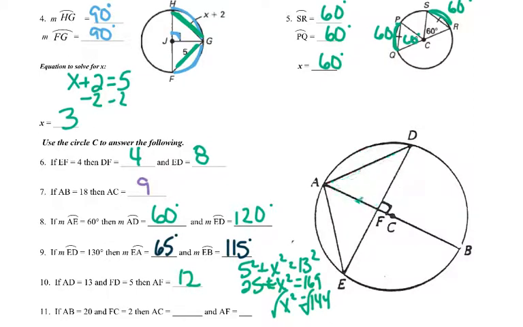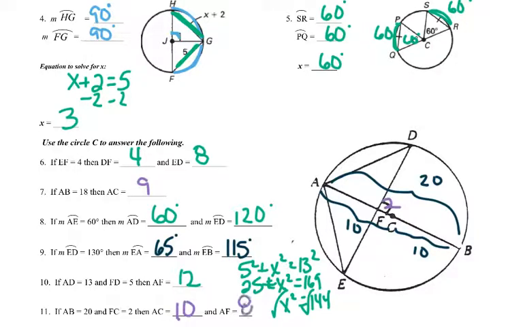Erase again. Last question. If AB is 20, so right away I'm going to know that this guy's 10 and this guy's 10. F to C, that little baby guy there, is 2. So A to C I said is 10, and then wouldn't A to F just be 8? Because 8 plus 2 is 10.